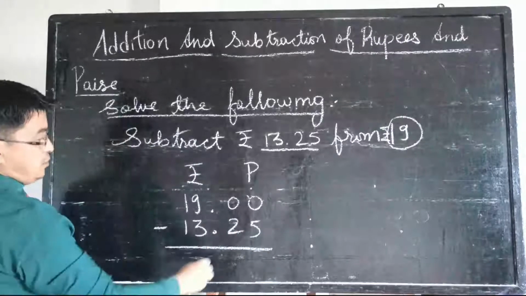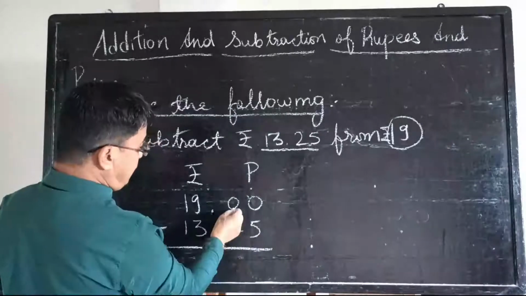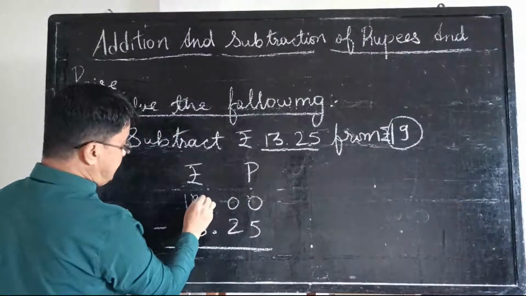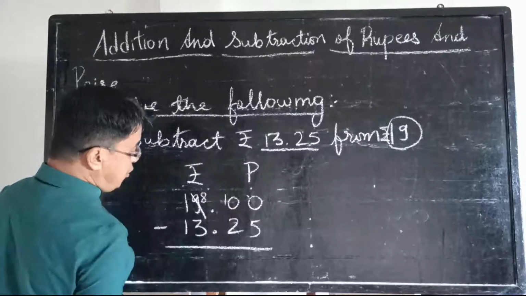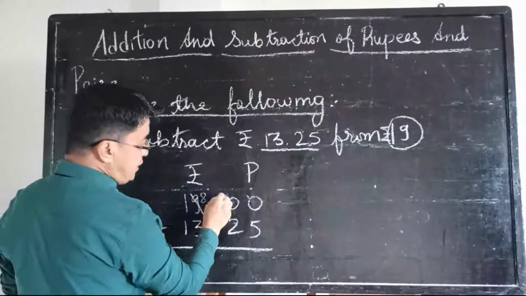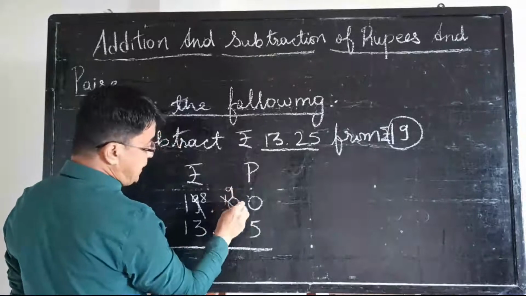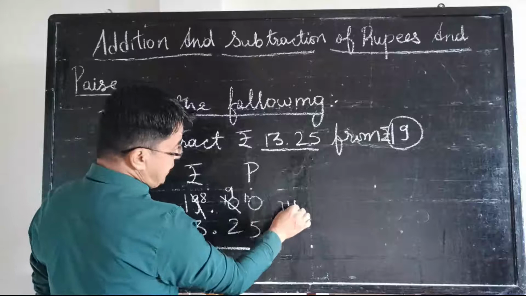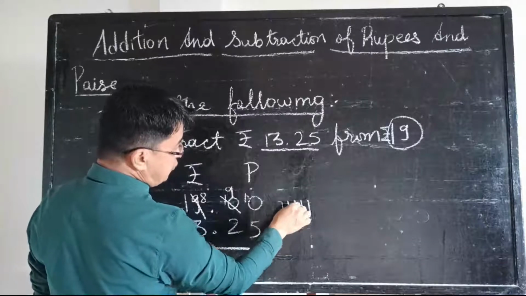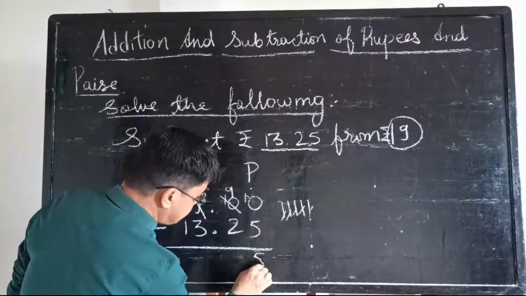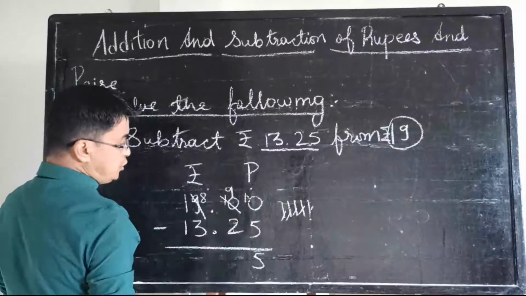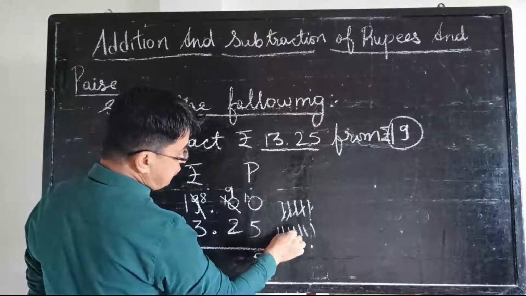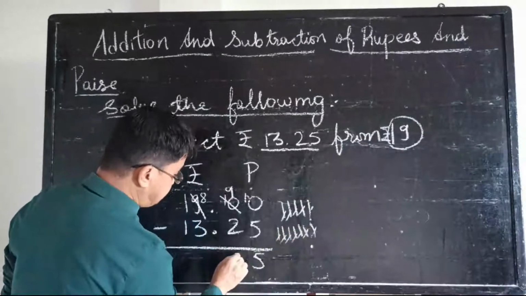Now subtract. 0 minus 5. 0 cannot be borrowed from here, it is also 0. You go and borrow from here. When you take 1 from 9, it becomes 8. This becomes 10. From 10 you take 1 from here. This becomes 9 and this becomes 10. Now 5 count into 10: 5, 6, 7, 8, 9, 10. The answer is 5. 9 minus 2 is 7.